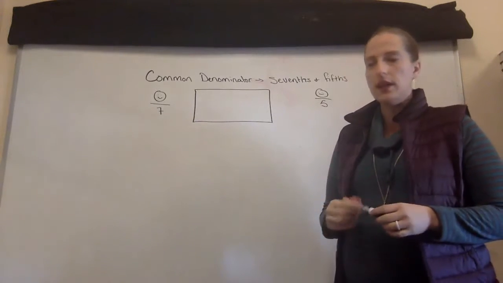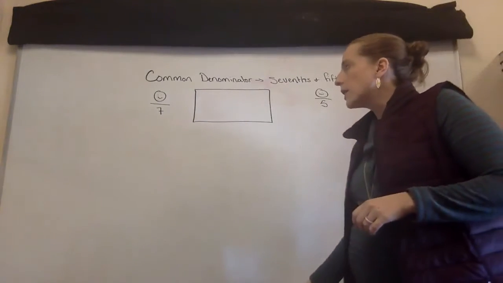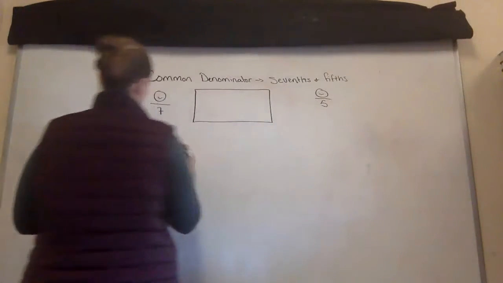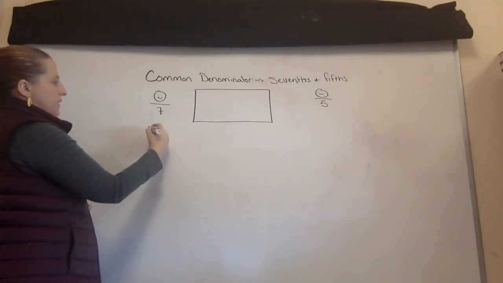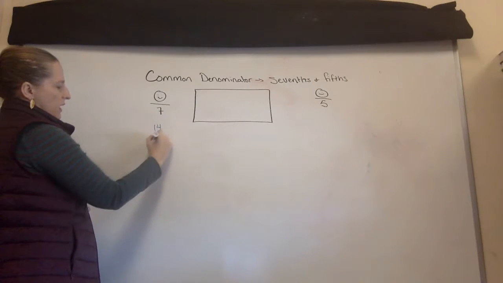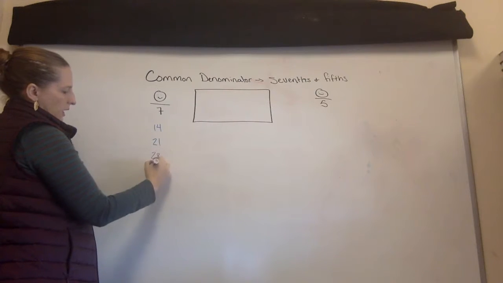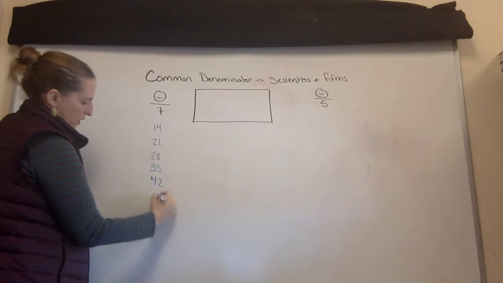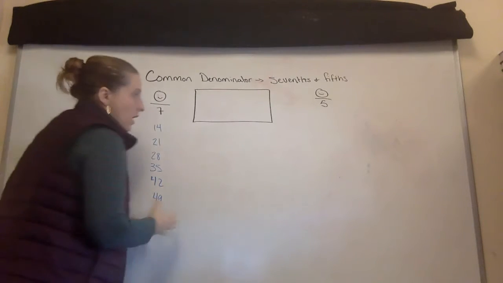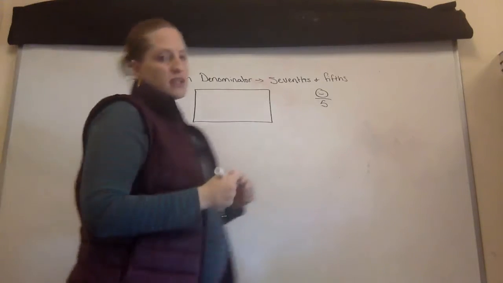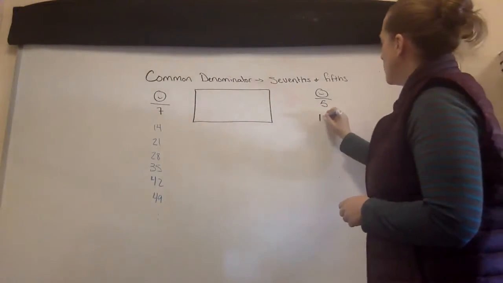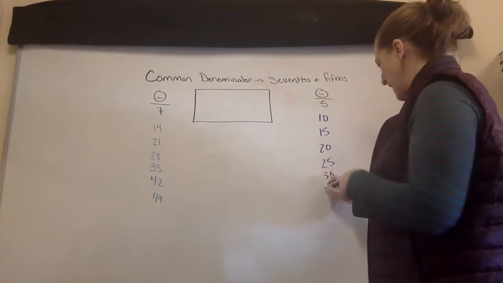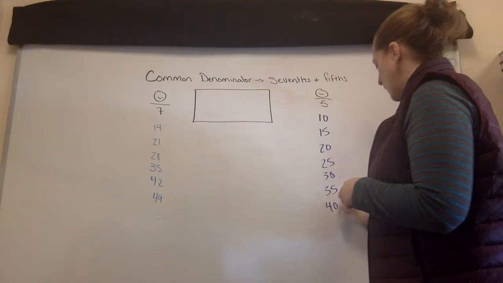It's a very numerical technique that would say something like, okay, if I want a common denominator between sevenths and fifths, I'm going to list multiples or a counting pattern of sevenths. So 7, 14, 21, 28, 35, and I would keep going, 42, 49, etc. Okay. I'm also going to list the counting pattern for 5. 5, 10, 15, 20, 25, 30, 35, 40, etc.